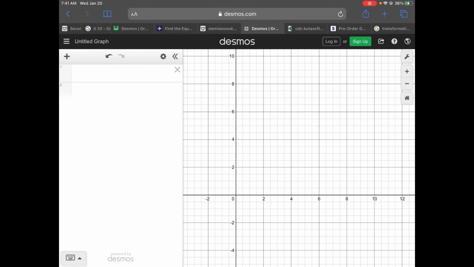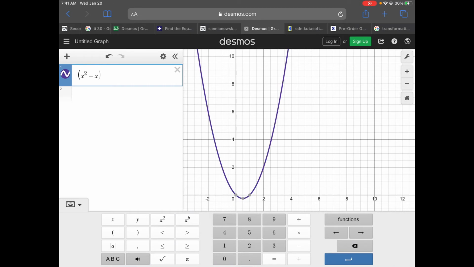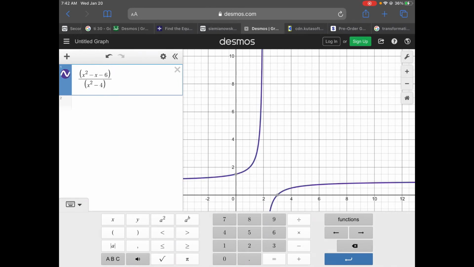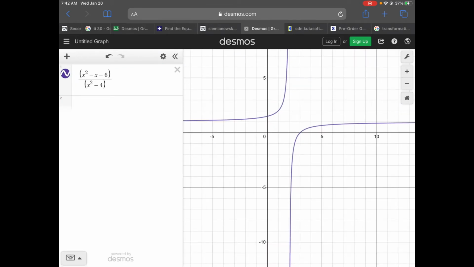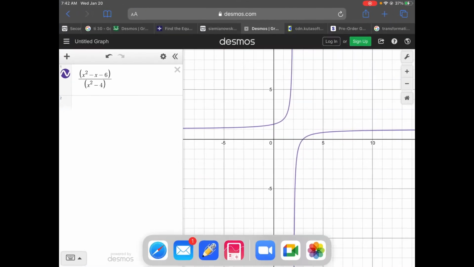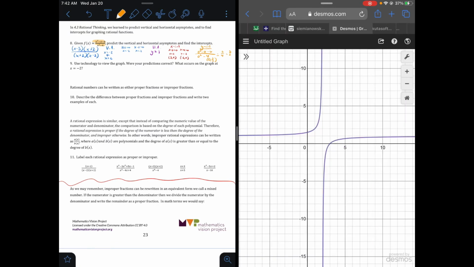So we've got x squared minus x minus 6 divided by x squared minus 4, close parenthesis. All right. So if we look here, if we're trying to look at our asymptotes, there we go.